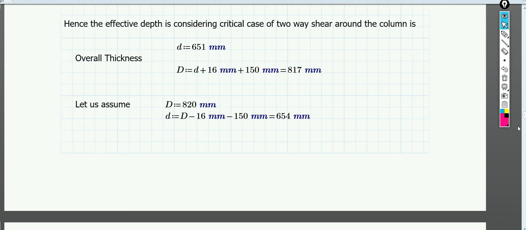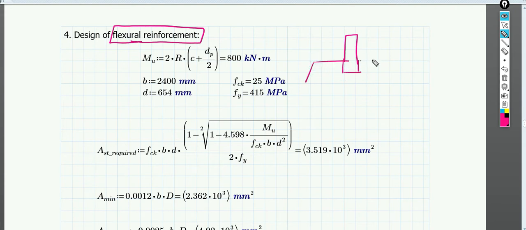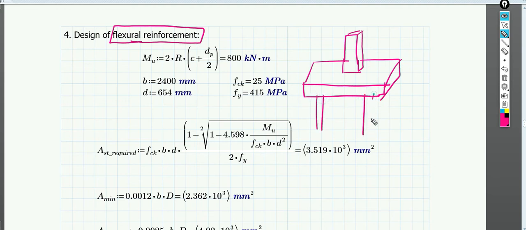So let's go into this. First we will now check for design for flexure reinforcement. If you remember the case of our pile, suppose this is the column, this is the footing and this is the pile cap, and we have four numbers of piles somewhere here and here, something like this.